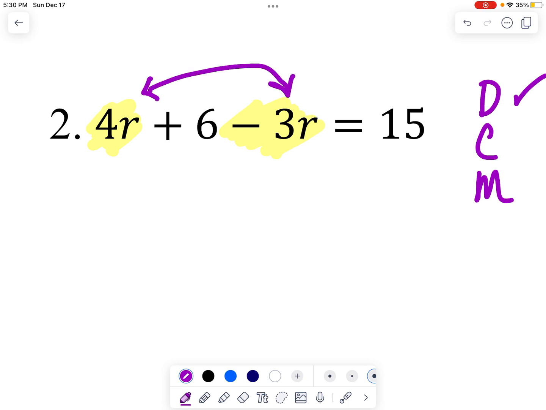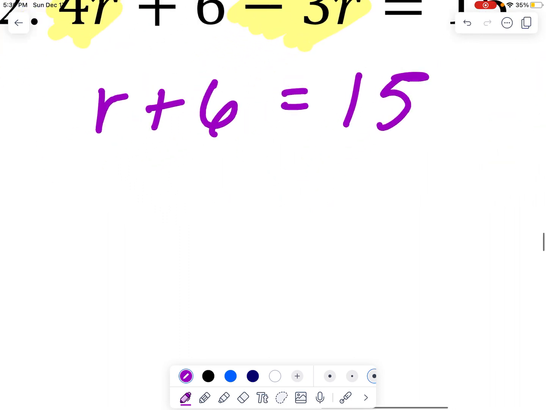So you're going to combine 4 plus -3, which is 1, or just R, because we know 1R. We don't need to write the 1. It's just like a hidden 1. You don't need it there. It's a secret. All right, then we bring everything down. So I'm going to bring down the +6 and bring down the 15. So C checks off. Now we move. Now we solve it. This one was an easy one. This is a one-step equation now.